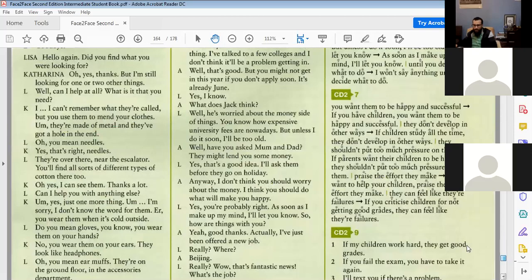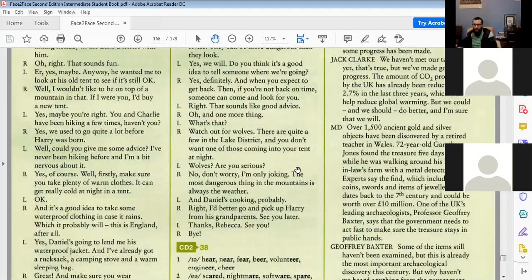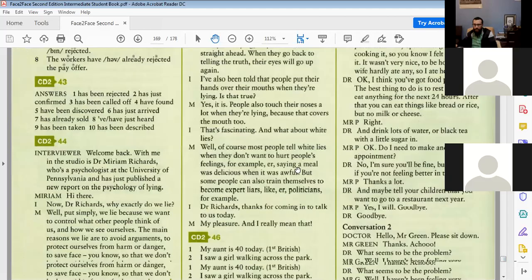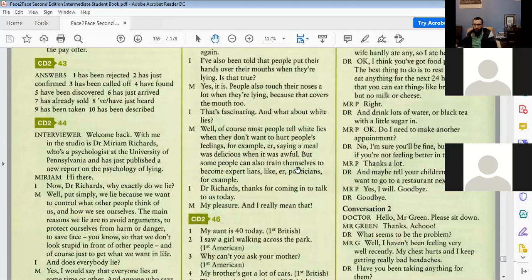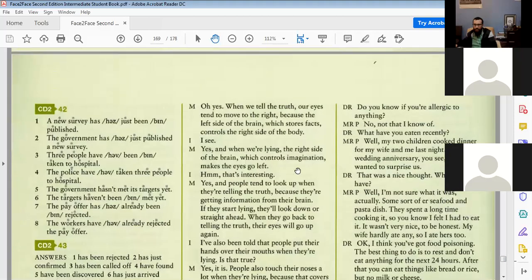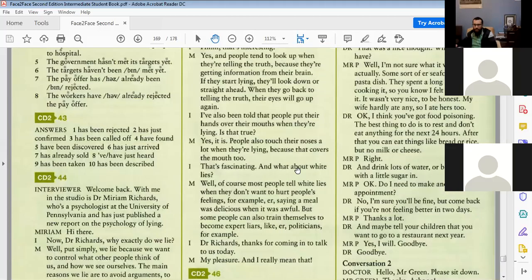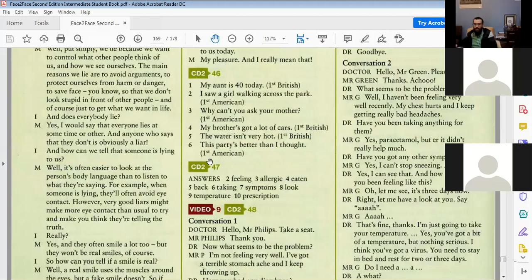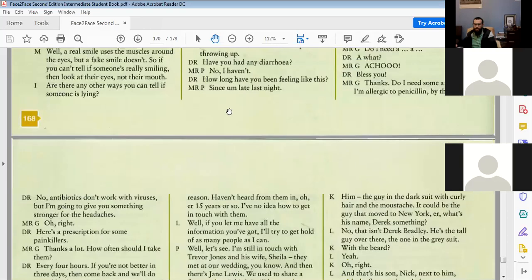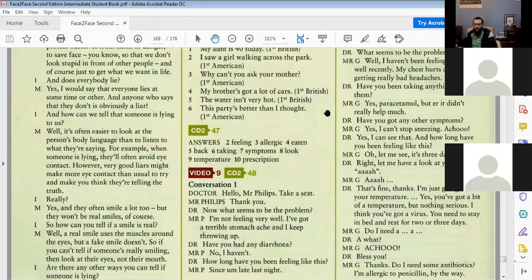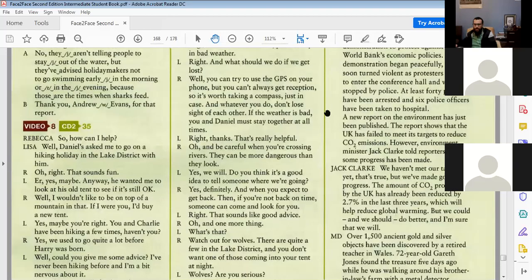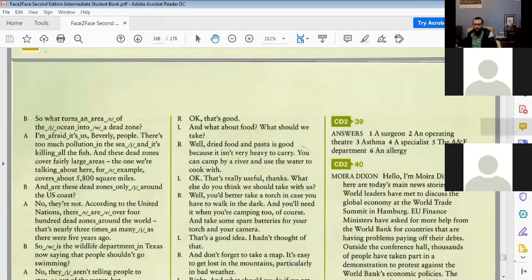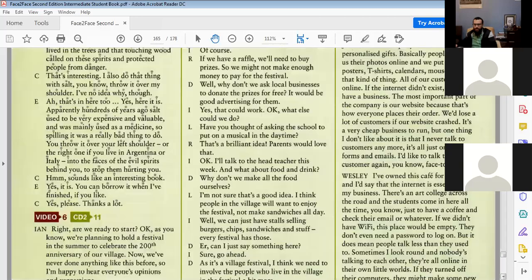So what they want us to do this time is to match the CD2 45, shoot. 46. Ah, here they are. Can you see them? No, I'm in shadow. Is it CD2 or CD3 or CD1? I think it's CD1.